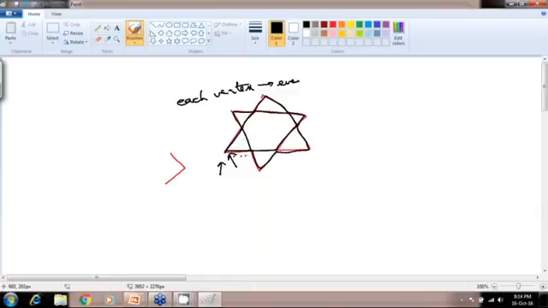And when will it be an Eulerian path? This is also an Eulerian path, but an Eulerian path need not start from the same point and end at the same point. It can start over here and end at a different point. But that will happen when we have two vertices whose degree is odd.